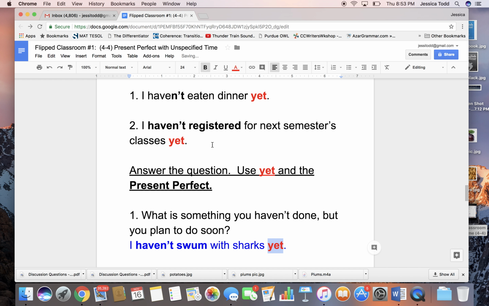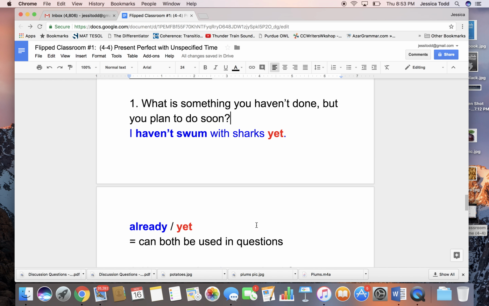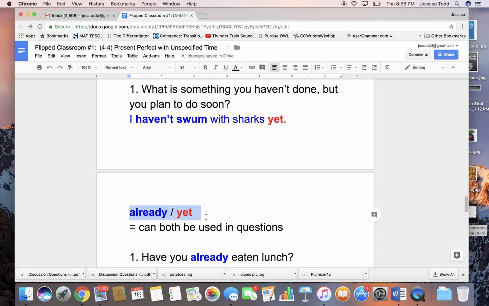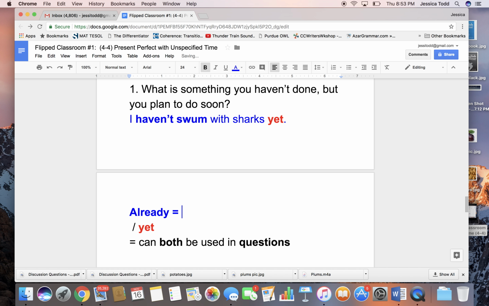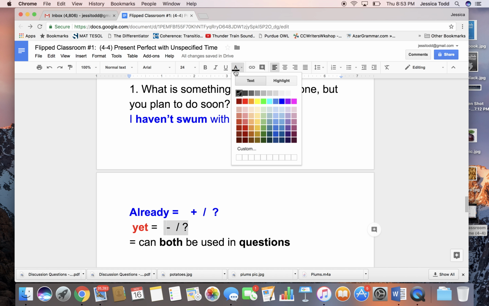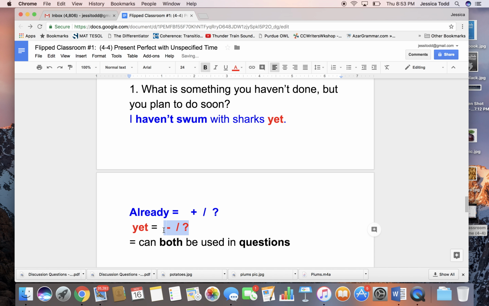All right, we're gonna put back yet, and we're gonna move on to our last comment, which is one thing that already and yet have in common. Already and yet can both be used in questions, right? So even though we know that already is used for positive statements, it can also be used for questions. And even though we know that yet is used for negative, it can also be used for questions. So the commonality between already and yet is they can both be used for questions, okay?